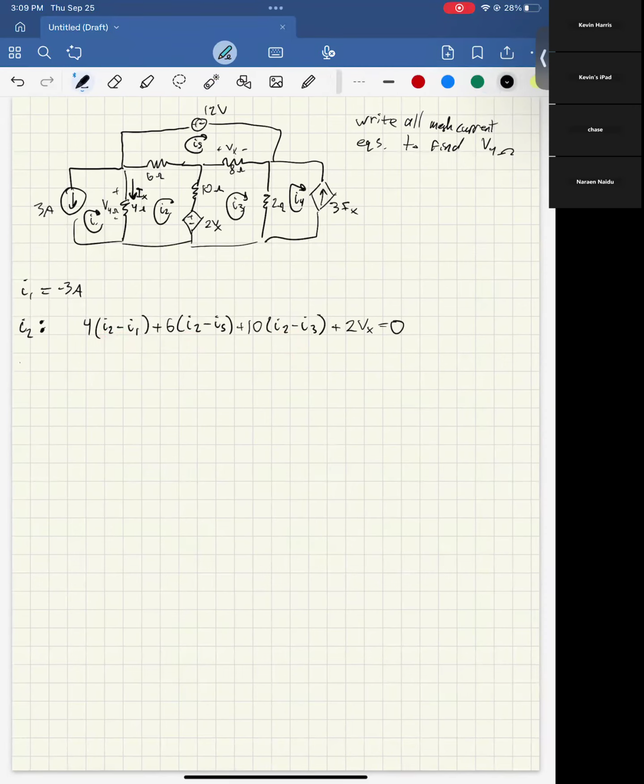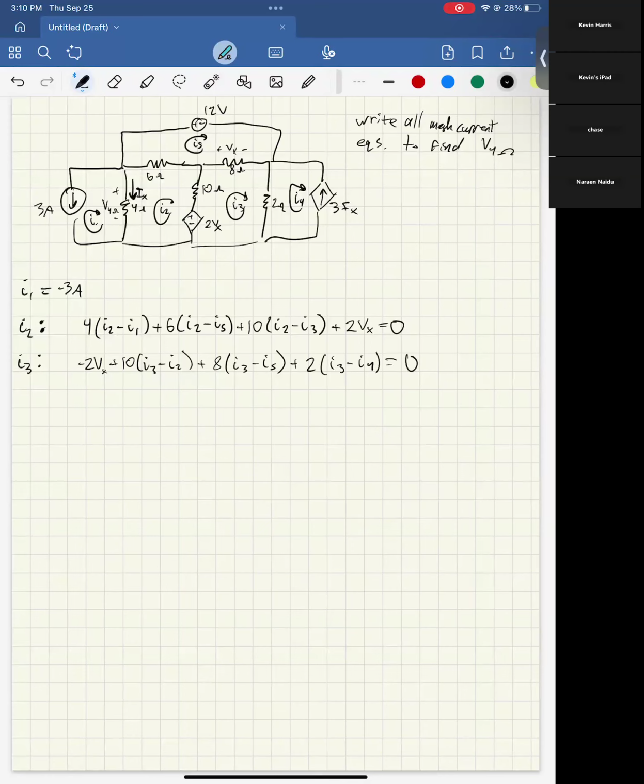Next up for I3, the voltage source is going to be negative because it's coming in the other direction. So minus 2Vx plus 10 times I3 minus I2. Again, you'll notice that this is the opposite of this, right? Then with that 8 ohm resistor, it'll be plus 8 times I3 minus I5, and then plus 2 times I3 minus I4, and all that equals 0.